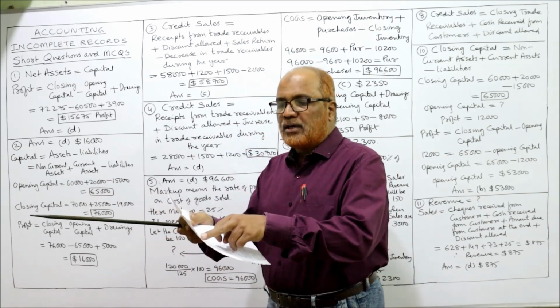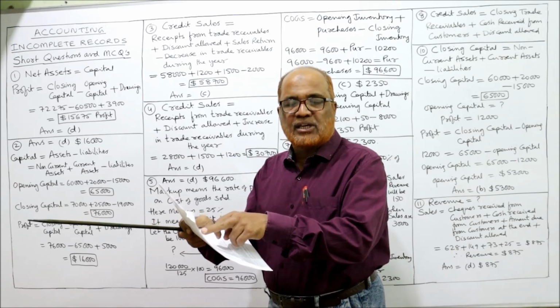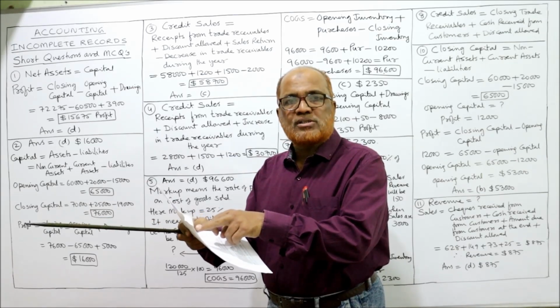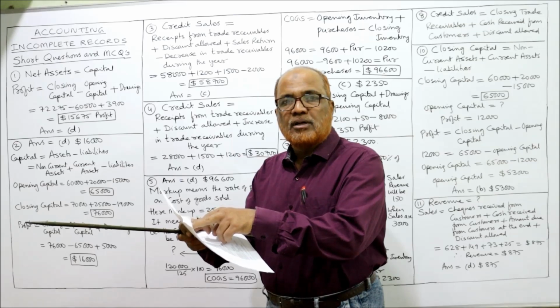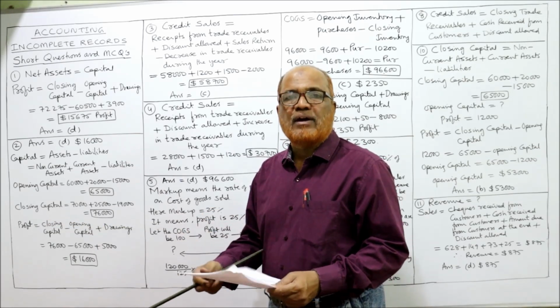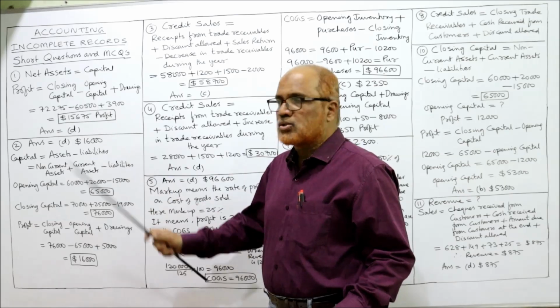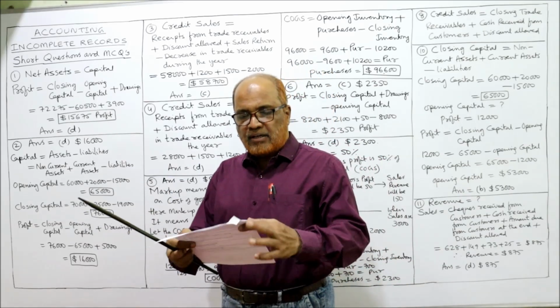In the question, it is an MCQ, so A, B, C, D, four options are given. D option, $15,675 profit. That's all. Now, the second problem I am reading out.